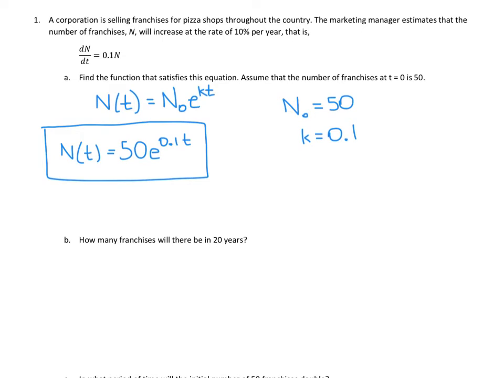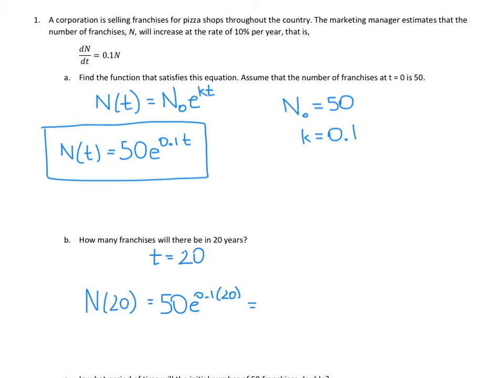For part B, we want to find how many franchises there will be in 20 years. So at time t equal 20. So we want to plug 20 in for t. So N sub 20 is equal to 50 e to the 0.1 times 20. And we can plug that into our calculator. So we have e to the 0.1 times 20. 0.1 times 20 is 2. So we have e to the second power.